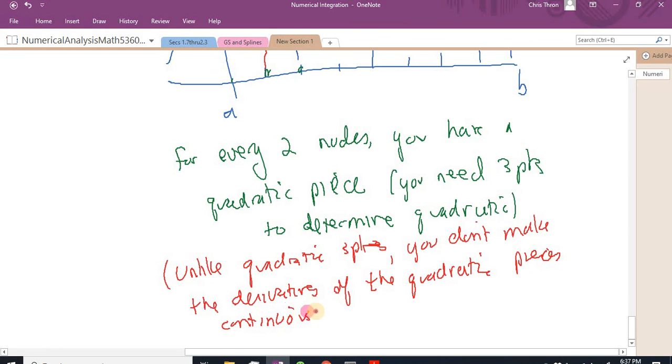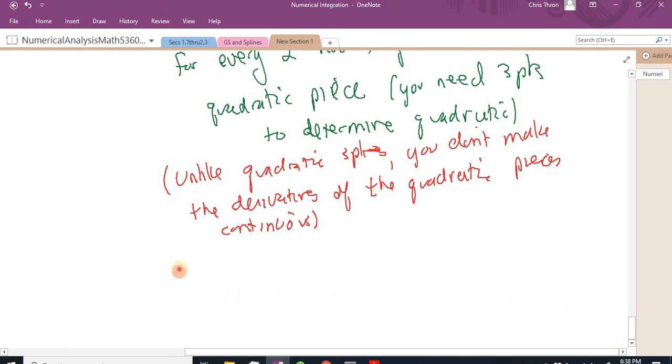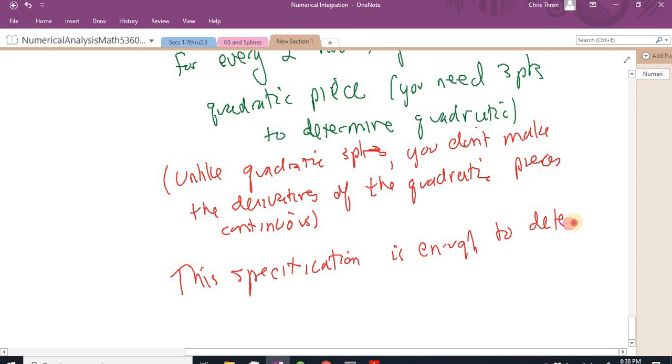Well, the reason behind that is that this formula is much easier. To do a quadratic spline, you had to set up a big matrix and invert it. To do Simpson's rule, if you remember Simpson's rule, you're just adding points. There's no matrix inversion. So I can say that this rule is the basis of the Simpson formula, and this specification is enough to determine Simpson's formula.